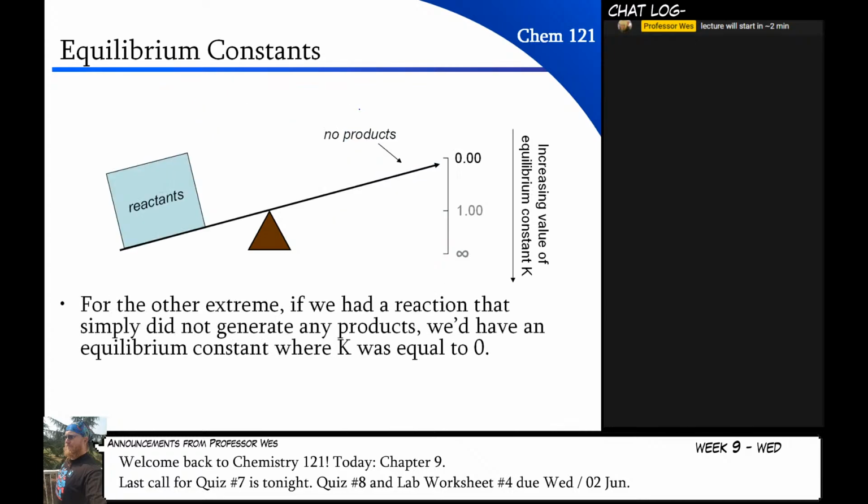Now, if I did the opposite here, here are all my reactants and I have 0 products, then I get this. So if I have a reaction that does not even go forward at all, then my equilibrium constant is just 0. So that tells us the following things.